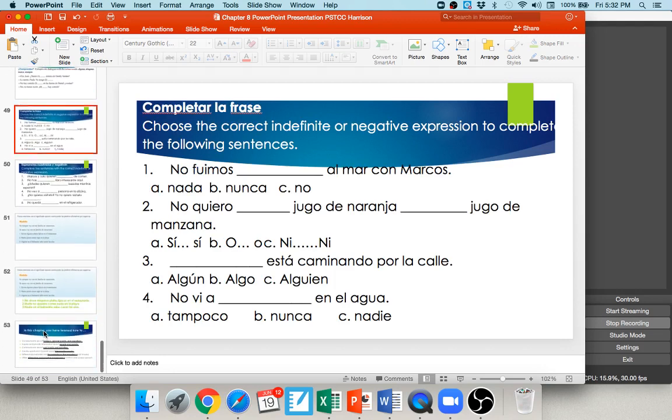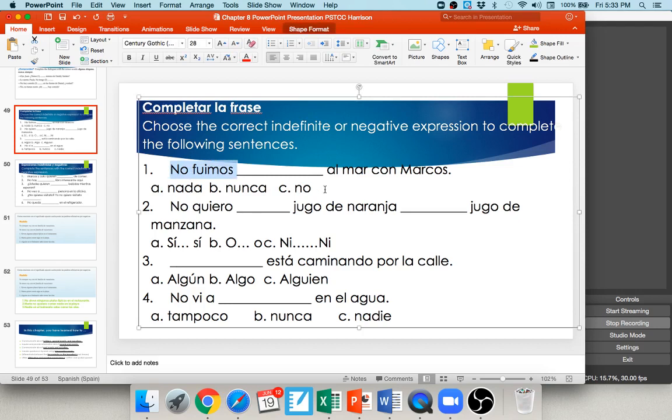Okay, I have a couple of sample problems here related to these. Number one, no fuimos blank al mar con Marcos. So we didn't go blank to the beach with Marcos. We didn't go nothing, we didn't go never, we didn't go no. There's already a no here in front of my verb. You know it's going to have to be negative. It makes the most sense to say we never went. So nunca fuimos.